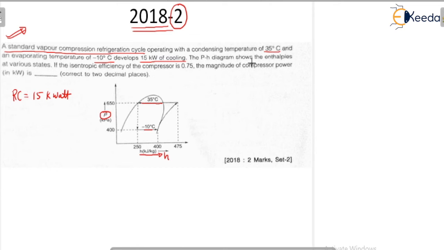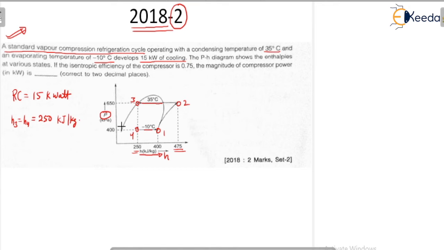The pH diagram shows the enthalpy of various states. The enthalpy at various points is given as per the question. Suppose this will be your point number 4, this point number 1, this point number 2, this point number 3. That means H3 is equal to H4 is equal to 250 kilojoule per kg.